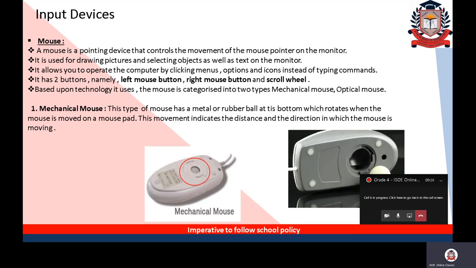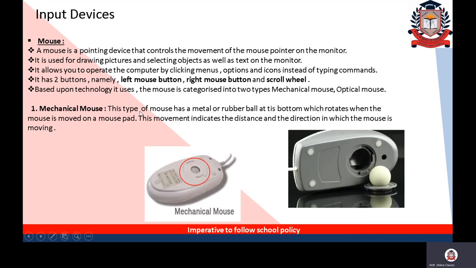What are those? Mechanical mouse. When I say mechanical mouse, this mouse has a metal or a rubber ball. As shown in the picture, there is a rubber ball at its bottom which rotates when the mouse is moved on a mouse pad. When your mouse is moved, this ball will rotate whichever side you want to move. So like this, it will look from the back side. You can open it and remove the ball like this. And when I want to go to the right side, I just move the mouse and the ball also rotates along with that. So that is how the direction of the mouse movement is detected. That's why it is called a mechanical mouse.